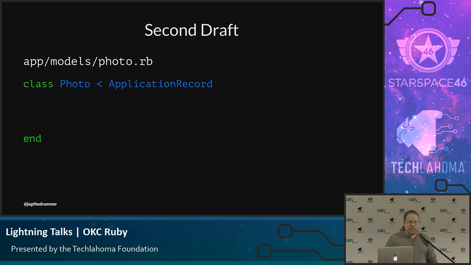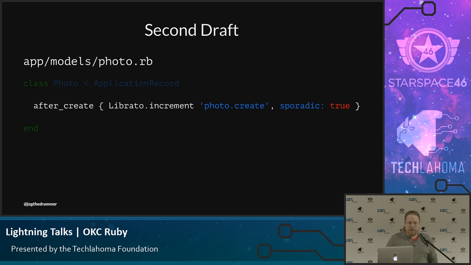So the second approach that a lot of people take is in your model. You add an after create hook so that the callback is now in the model. It's not in the controller. Some people think this is better. It's maybe better if you like to have fat models and skinny controllers. That's a thing. Some people subscribe to that.